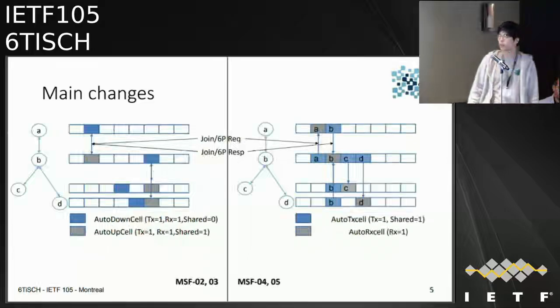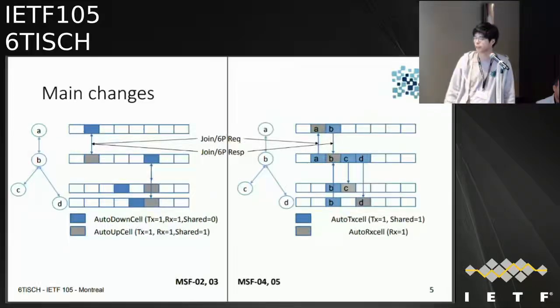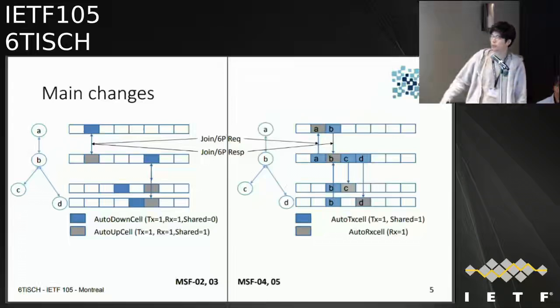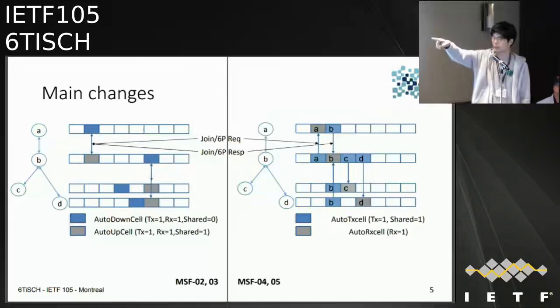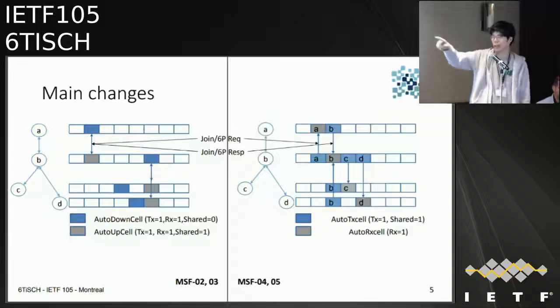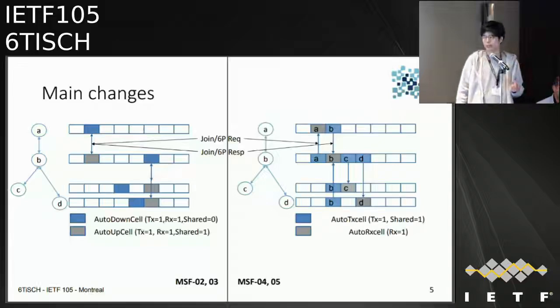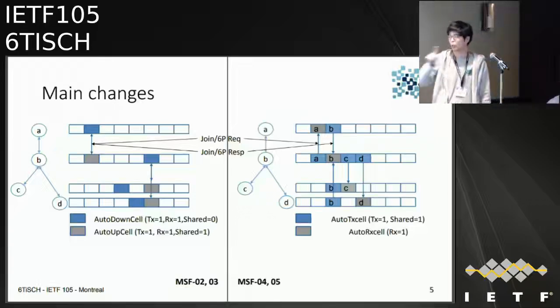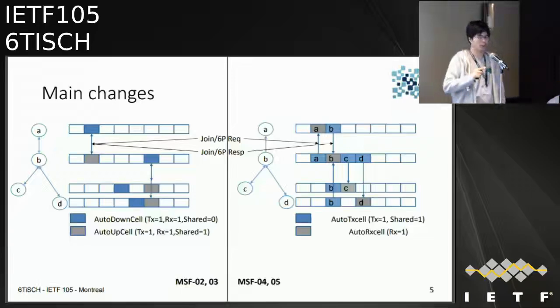These figures show the difference between the auto up and down cells, and the auto TX cell and auto ORAC cell. Looking at node B, in version 3 it has 2 autonomous cells, an auto up cell and a down cell. Now node B has 1 auto ORAC cell, and it has 3 auto TX cells for its neighbors.